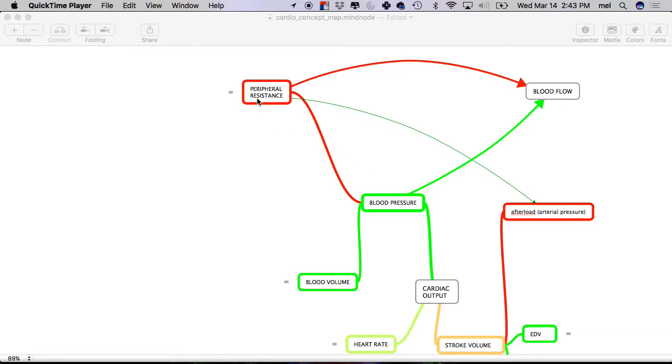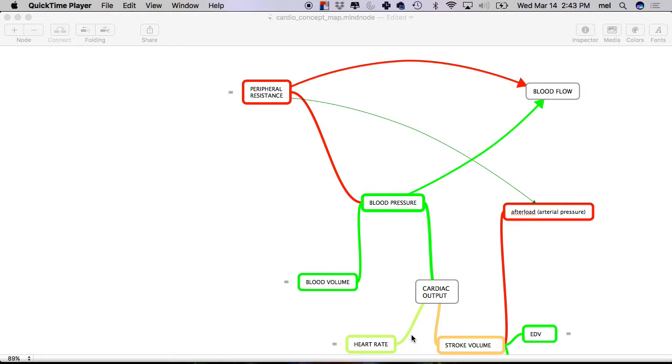Okay, so when you are reading this, if it is green, that means this is a positive correlation, or as blood pressure increases, blood flow tends to increase, yes? And if it is red, it means that it's a negative correlation. As resistance increases, blood flow tends to decrease, correct? Okay, that's what we said last time. If it is any other color, it means that it could be either way, right? It's not a distinct negative or positive interaction. Does that make sense?